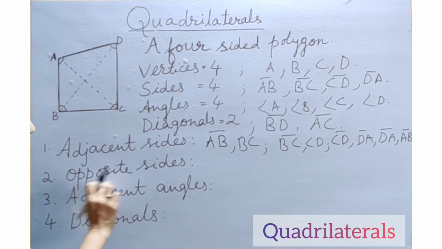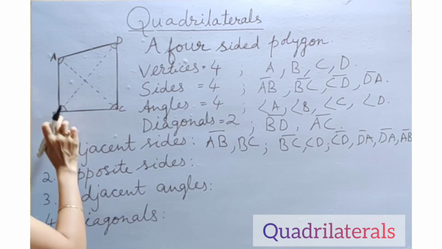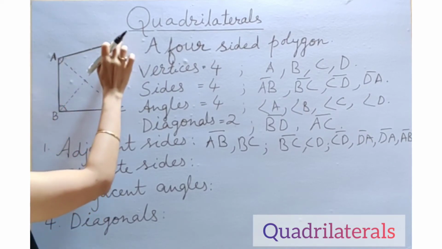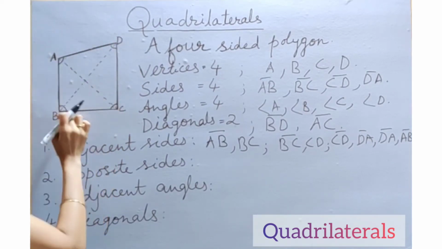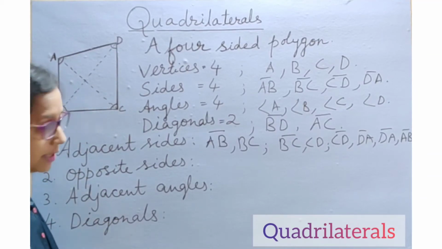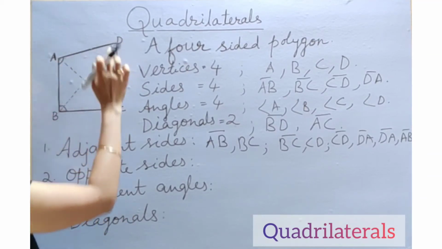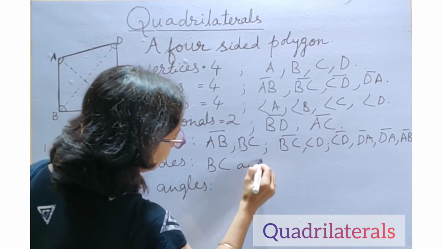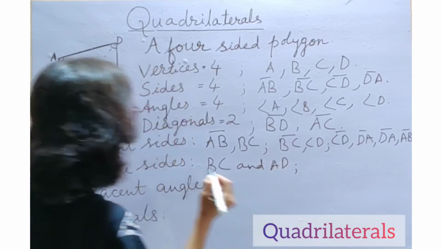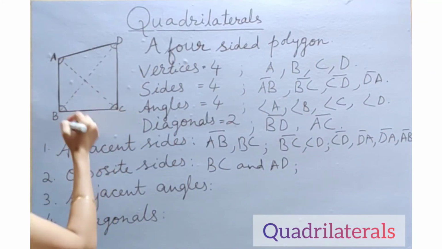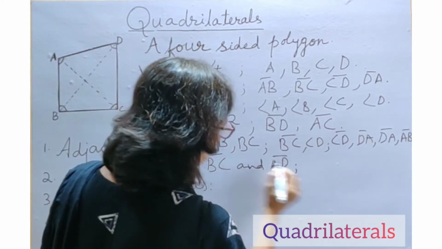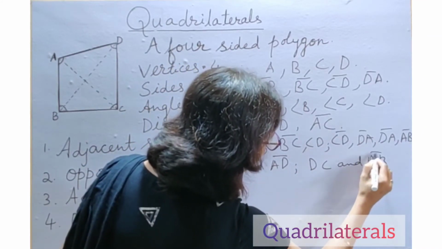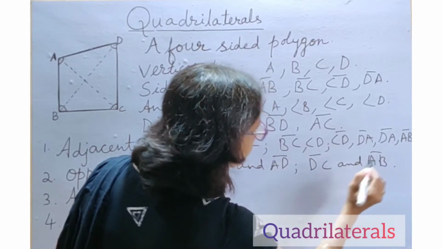Now let us know what are the opposite sides. Here you can see opposite sides are BC and AD, DC and AB. They do not have any common vertex. So BC and AD, they are opposite. And DC and AB, these 2 sides are opposite.